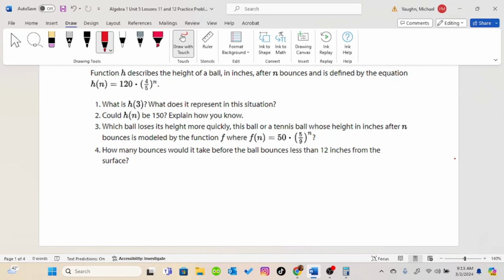Function h describes the height of a ball in inches after n bounces and is defined by the equation h of n equals 120 times 4 over 5 to the power of n. Number 1. What is h of 3 and what does it represent in this situation? So for number 1, h of 3 means you substitute 3 in for n. So we have 120 times 4 over 5 to the power of 3.